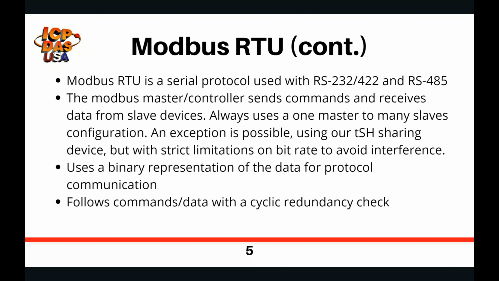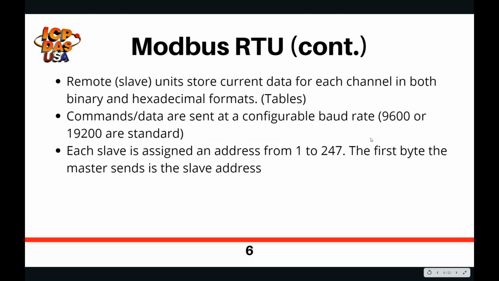So like I said, this is machine-to-machine communication, so it's always using binary representation of data for protocol communications. And each command or data signal is followed up with a CRC and a checksum. So the slave units store current data for each channel in both binary and hexadecimal formats. They have kind of a limited onboard memory that stores the most recent data, including commands.